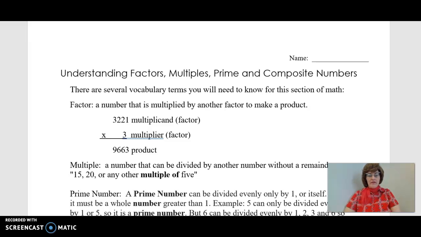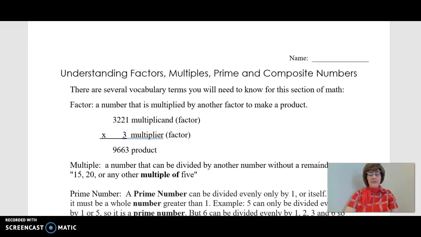Today we are going to review understanding factors, multiples, prime, and composite numbers. There are several vocabulary terms that you are going to need to know for this section of math. The vocabulary here is one of the most important things. The concepts aren't too complicated, but you really need to know what the words mean in order for this to make sense. So we're going to start out with factors.